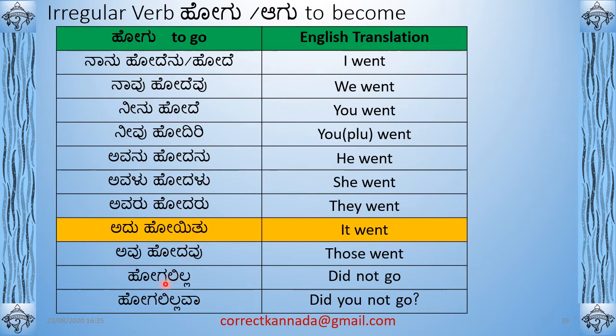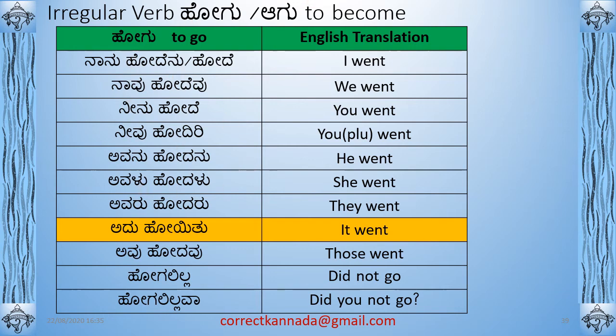Avu hodavu. Right? Hogalilla, did not go. Nanu hogalilla, I did not go. Avanu hogalilla, he did not go. Hogalilva? Are you not going? Or did you not go? Not are you not going? Sorry, did you not go? Avanu hogalilva? Did he not go? Like that. Okay, it's common. As you remember, the negation is common for all the pronouns. Okay, so this is for hogu and agu.